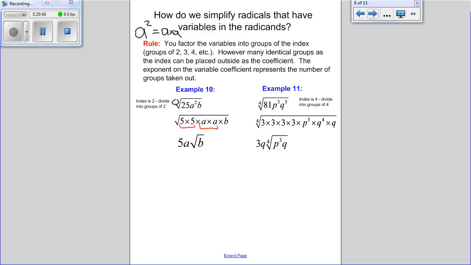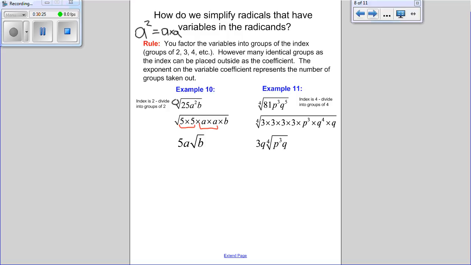If you look at example 11, the fourth root of 81, p cubed times q to the power of 5. What am I going to want to break these into? 4. So can you break 81 up into 4 things that are all the same that multiplied together would work out? 3. Yeah. You can break 81 up into 3 times 3 times 3 times 3. You want to make groups of 4 in there.